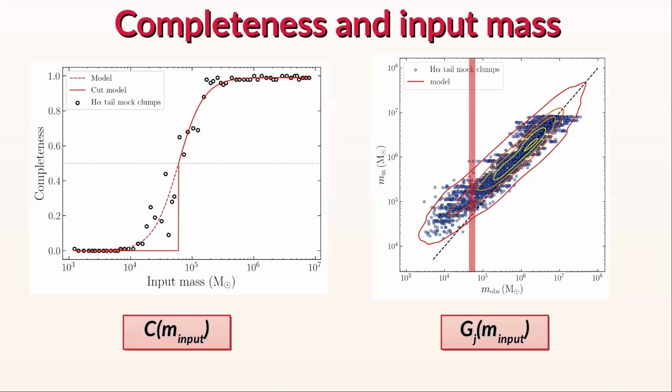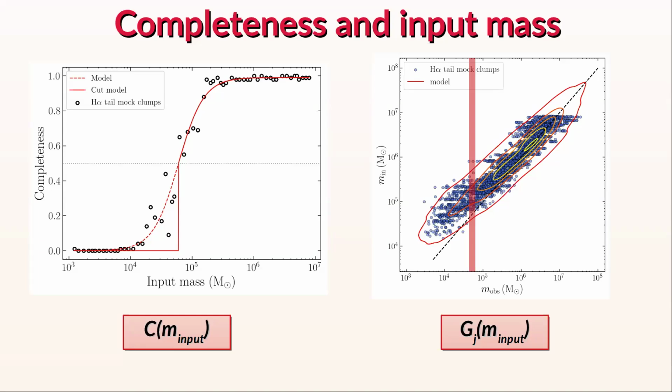And these are the two results. For example, for the H-alpha tail clumps, this is the completeness. As expected, at high mass we can observe all the clumps that are there, while at low mass we lose them more and more. And we cut the sample at 50%.